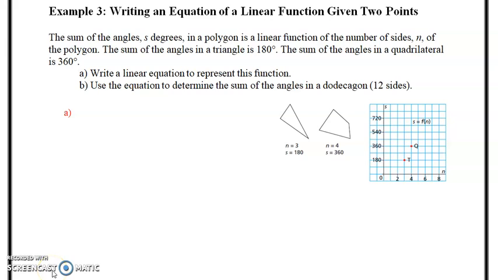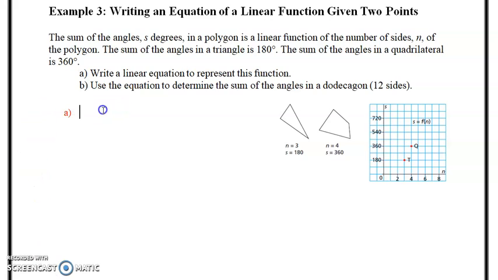Hello everybody, welcome back. Today we're going to finish up section 6.5, slope-point form of an equation for a linear function. We're going to look at a word problem here. The sum of the angles, s degrees, in a polygon is a linear function of the number of sides, n. The sum of the angles in a triangle is 180 degrees. The sum of the angles in a quadrilateral is 360. Write a linear function, an equation, to represent this.